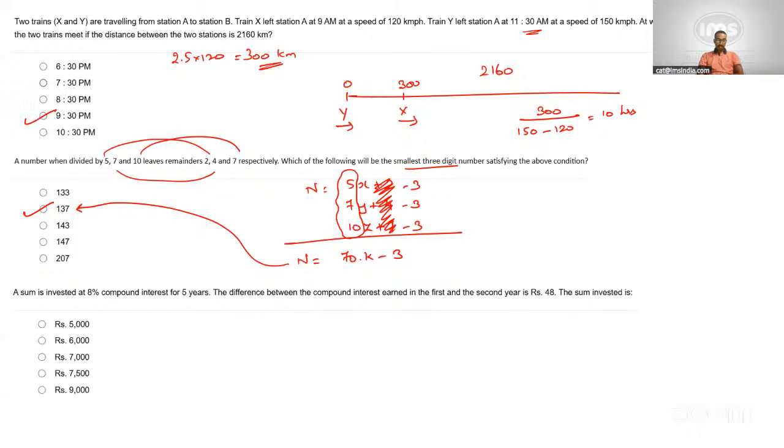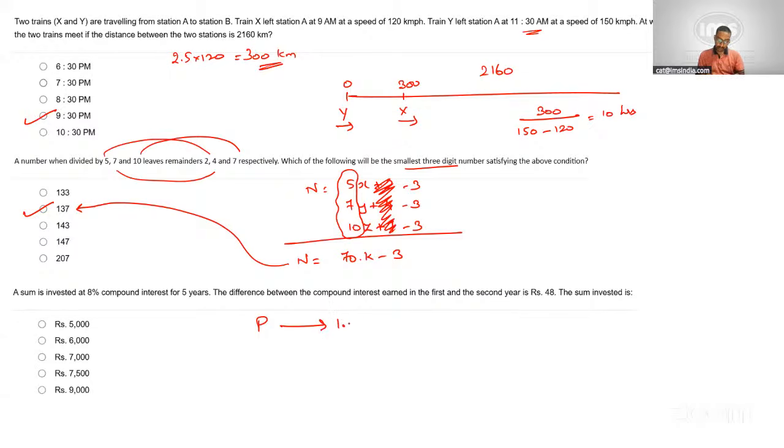A sum is invested at compound interest 8% for 5 years. The difference between compound interest earned in the first year and in the second year is 48 rupees. Okay, so let me see. Principal.